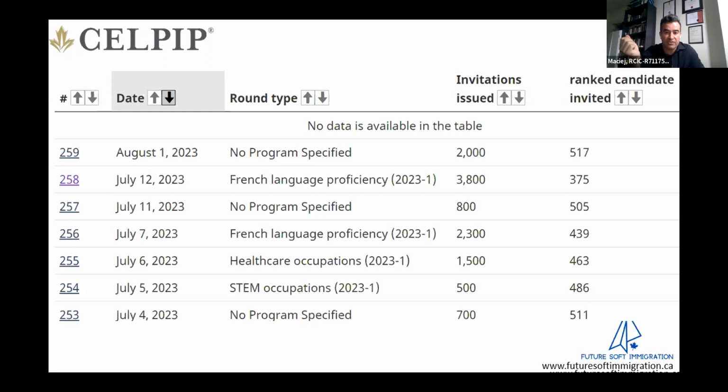Even more important than your job and experience, the French language skill plays a very important role in your qualification for Express Entry, to get that invitation for Express Entry, more than almost any other category, I would say. Right? Very good point there.